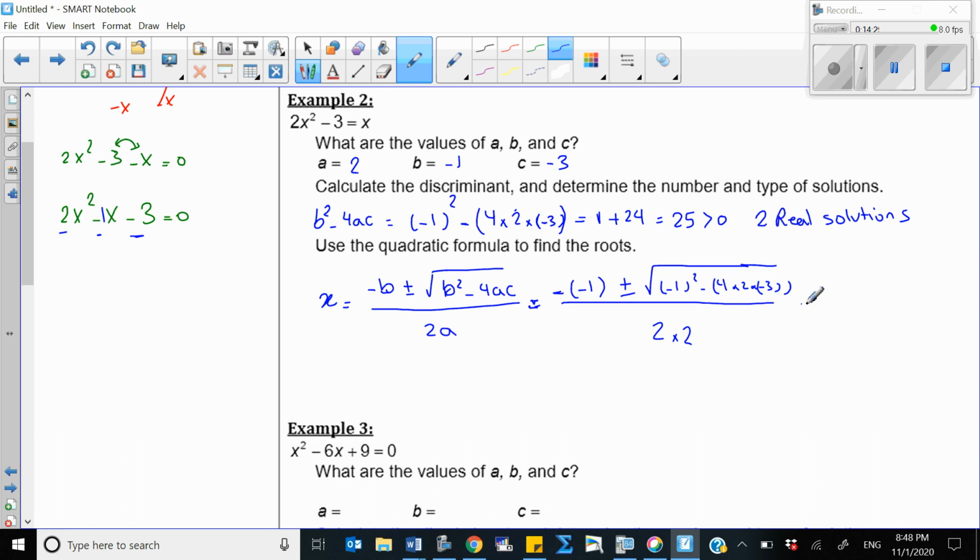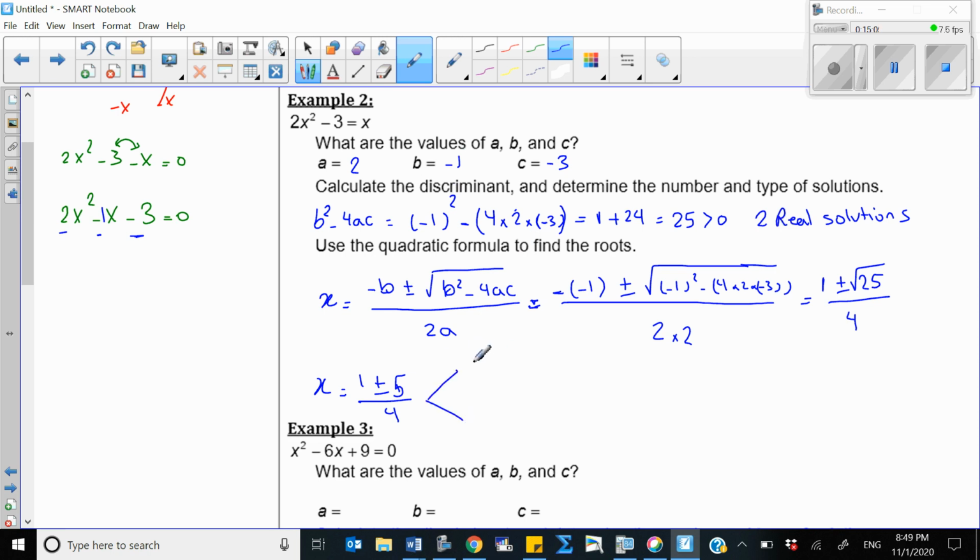Okay, so now let's calculate all these. Negative times negative 1 will be positive 1. Plus and minus, the discriminant was already found to be 25, so it's the square root of 25 over 2 times 2, which is 4. And we already know that the square root of 25 is 5. So our x value is going to be 1 plus and minus 5 over 4.